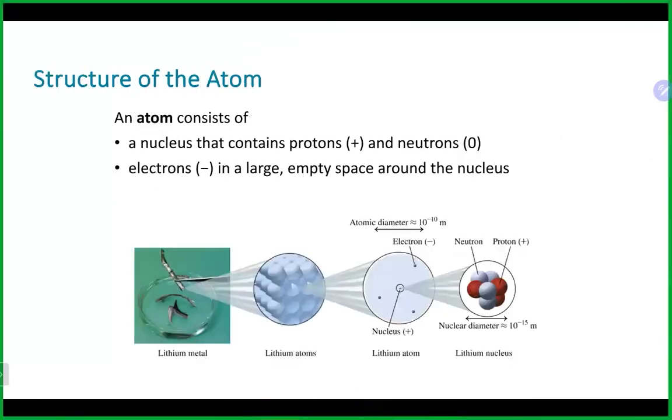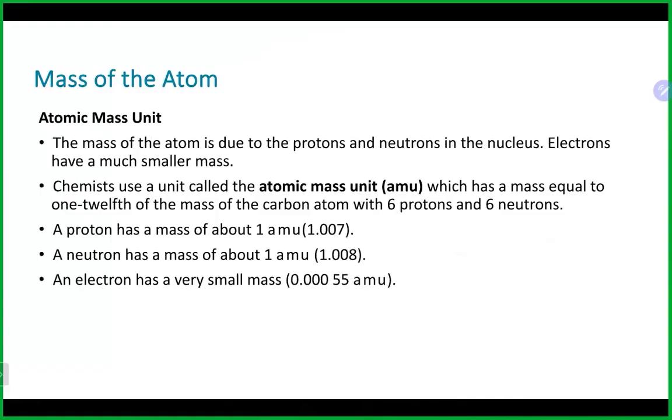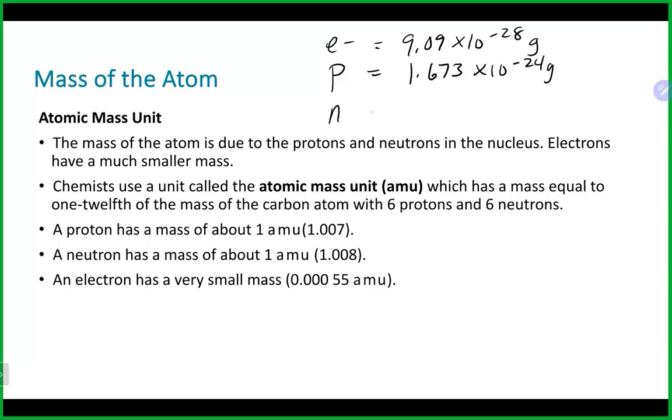All right. So there we go. We got our nucleus, protons and neutrons in the middle, and electrons on the outside. In terms of mass, we talked about the electron, and again, it was like 9.09 times 10 to the minus 28 grams. Just to give you a reference, our protons were found to be in the ballpark of 1.673 times 10 to the minus 24 grams. And our neutrons were found to be 1.675 times 10 to the minus 24 grams.